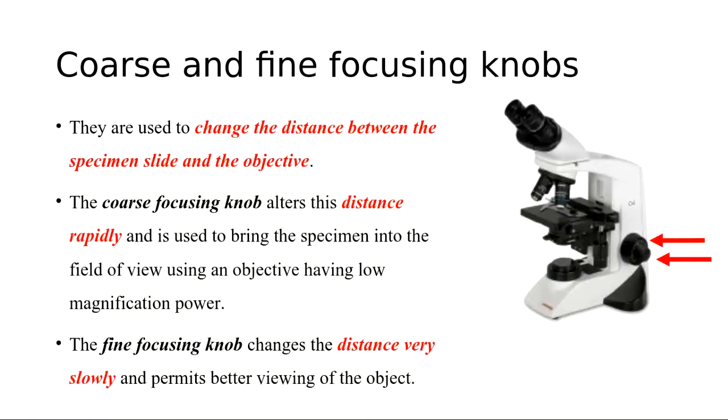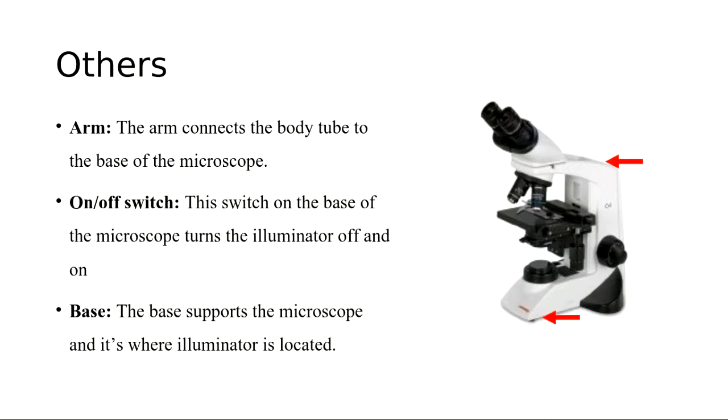Then coarse and fine knob adjustments. You can do coarse adjustment, gross adjustment. If you want to do fine adjustment, you can do that. The coarse focusing knob alters the distance rapidly, and the fine focusing knob alters it very slowly. You should know what it is, what its use is, and where it is located on the microscope. This much you know, more than enough. I have made this presentation as simple as possible.